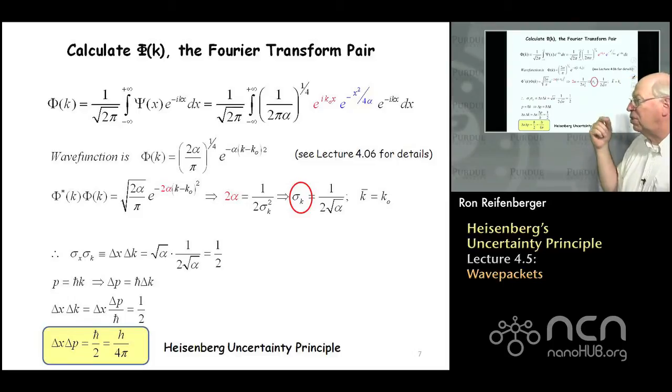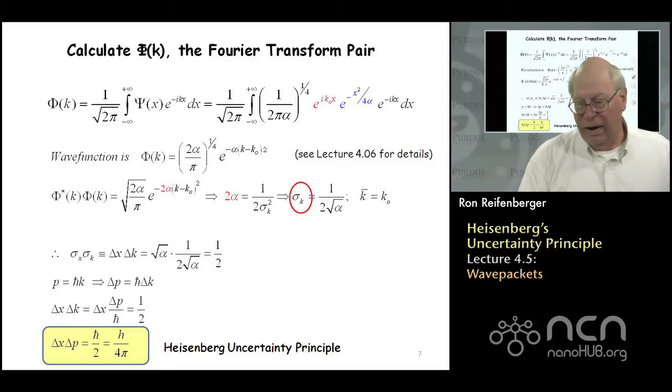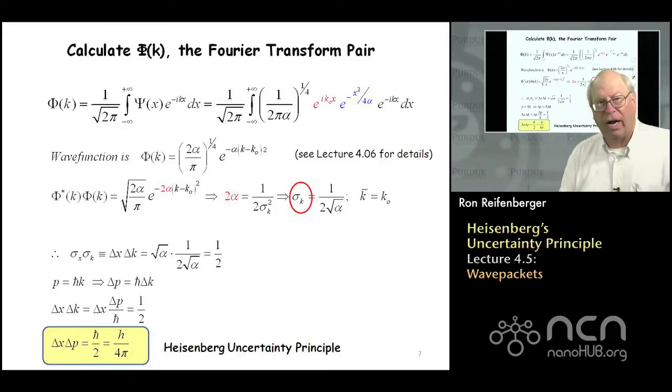And the other thing that you can see is that the k vectors are centered at an average value k bar, which is given by this parameter k zero that comes out of the Fourier transform of psi of x. So k zero was the free particle component of the wave vector up here. That k zero comes down and becomes the average k value for the waves that comprise this wave function psi of x. So the moral of this story, what are we doing here?